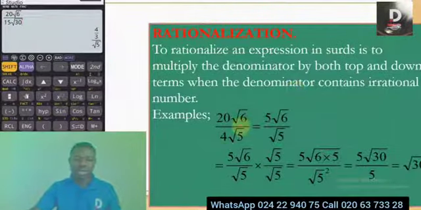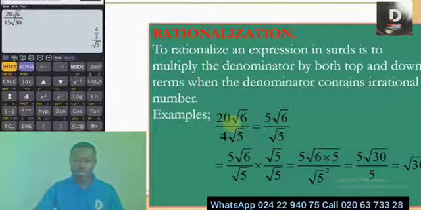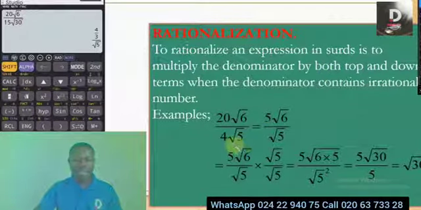Good. With rationalization, what it means is that you make the denominator a rational number. That is all you are expected to do. So anytime you do any work and your final answer has an irrational number or root as a denominator, you are supposed to rationalize. After simplification, rationalize.